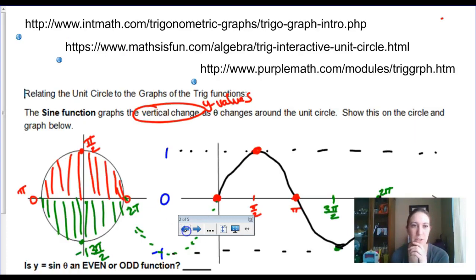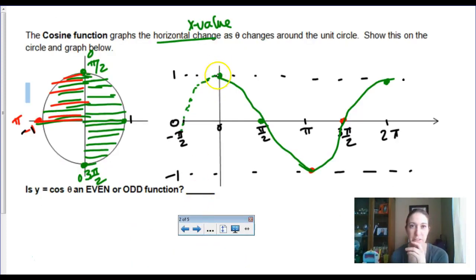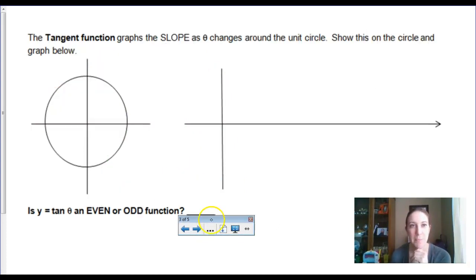Oh, I need to back up a screen. I didn't talk about whether sine was even or odd. Since sine has symmetry about the origin, it is an odd function. Cosine, however, has symmetry with the y-axis, so that would be an even function, to relate that back to an old topic.